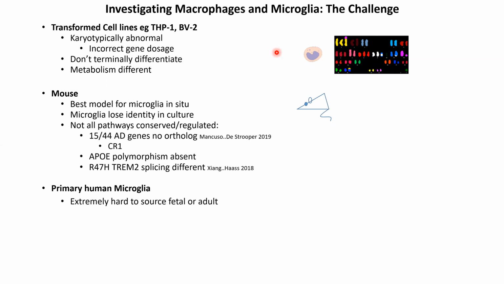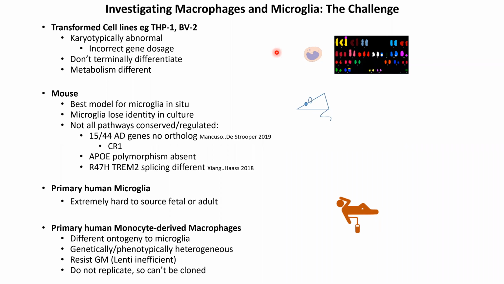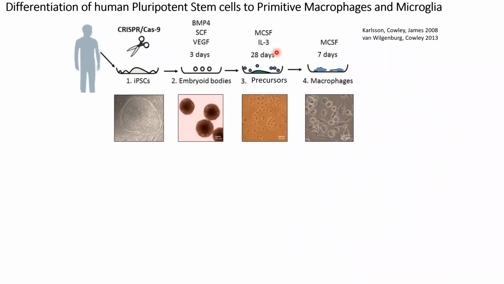Human primary microglia are extremely hard to source, either fetal or adult microglia, so that's not usually a viable option. And then using blood monocyte-derived macrophages is also not a very appropriate way to go, because they have a completely different ontogeny to microglia and they can't be genetically manipulated very easily, as I'll show you in a minute.